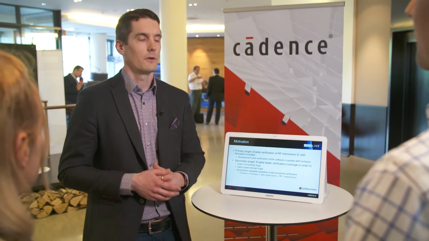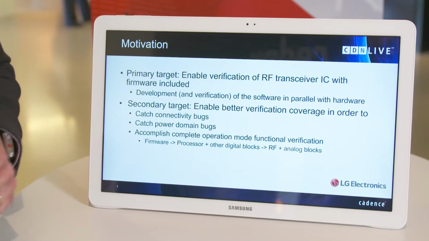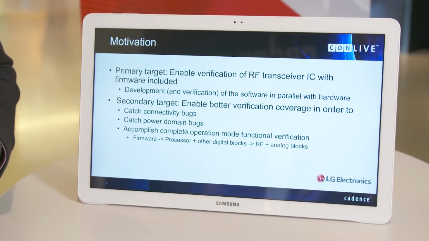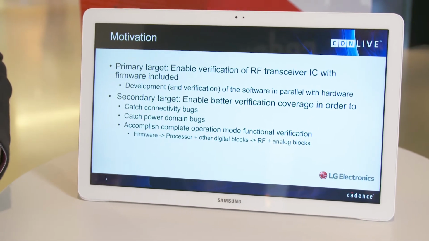Today I'm going to present you our work that we did on a full chip RFIC transceiver co-verification methodology using system variable real numbers. So the motivation for this work was kind of twofold. The primary target is to enable the verification of the RF transceiver with the firmware, which is the software included.